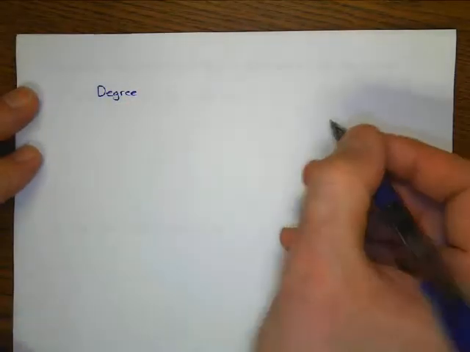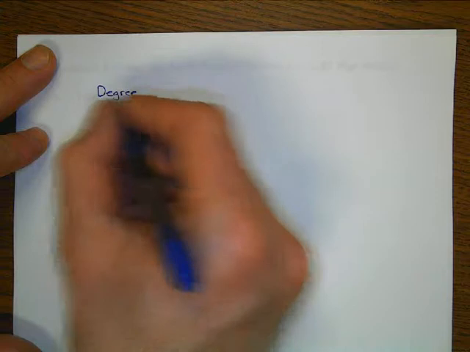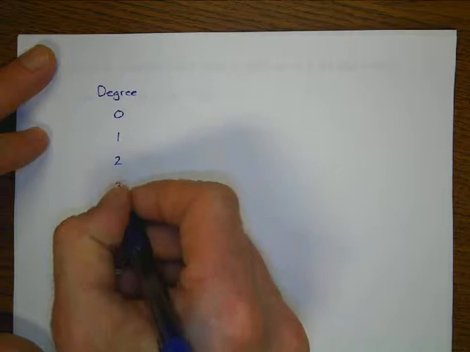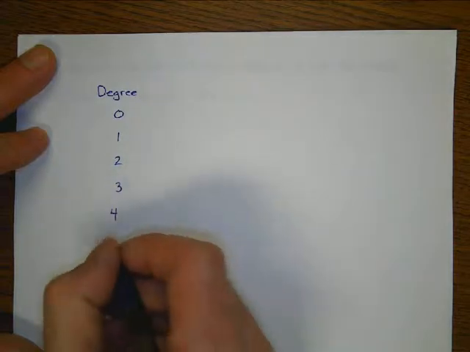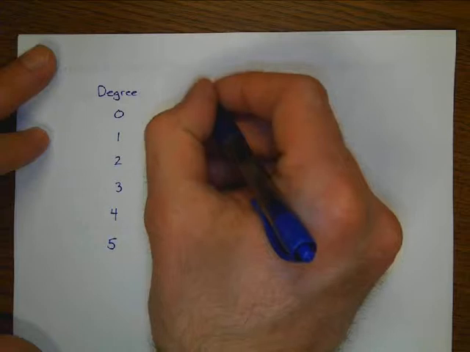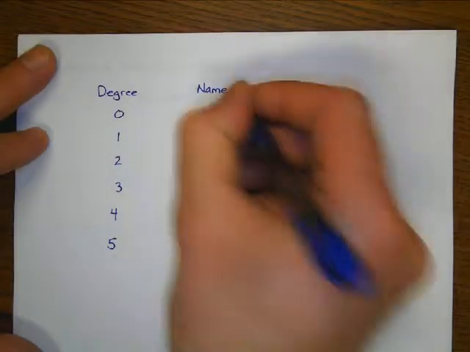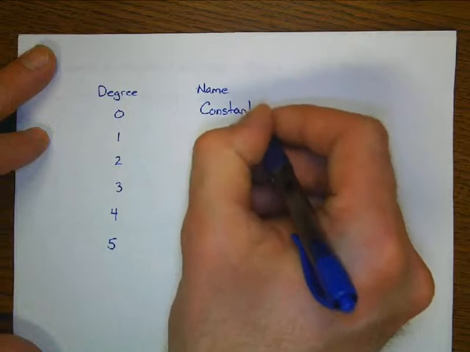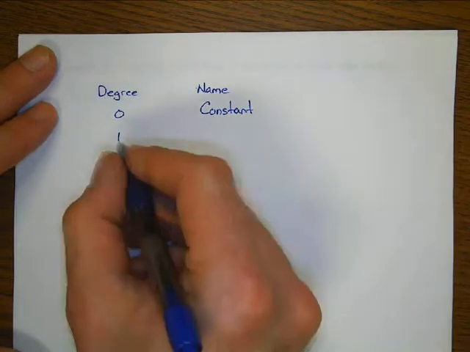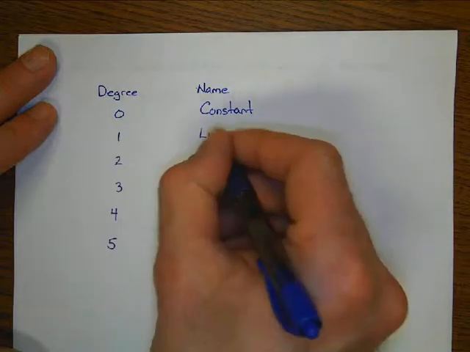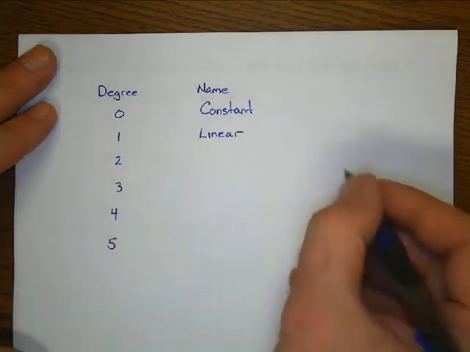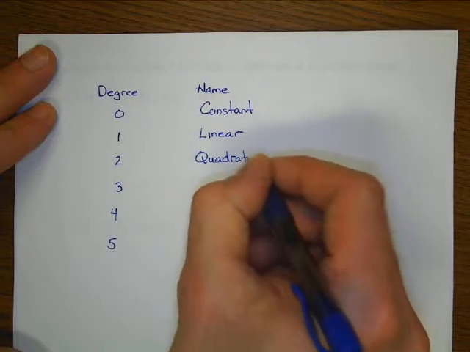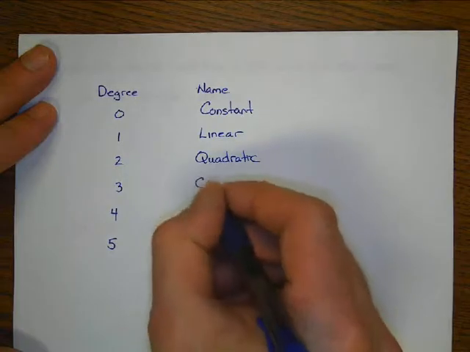We have a degree, we'll call it 0, 1, 2, 3, 4, and 5, and then here we'll call the name of that degree. A 0 degree is a constant. That's a number without a variable. Something with a degree of 1 is called linear. Something with degree 2 is called quadratic. Something with degree 3 is called cubic. Something with degree 4 is called quartic. But usually we just say fourth degree.